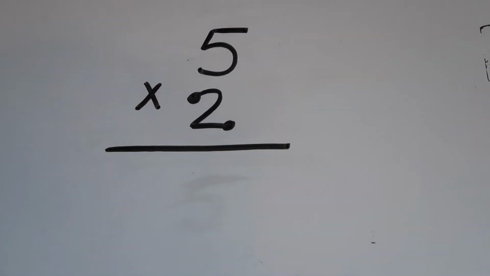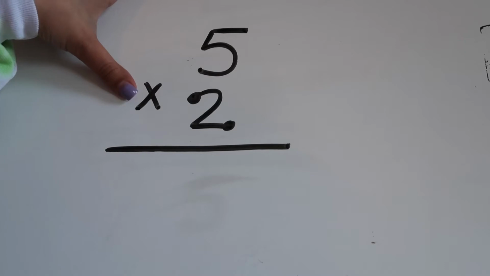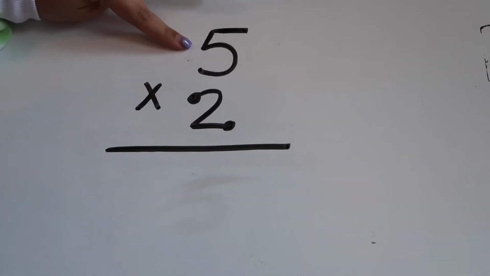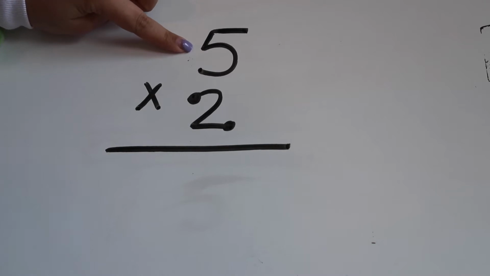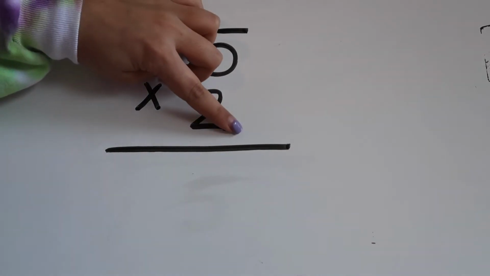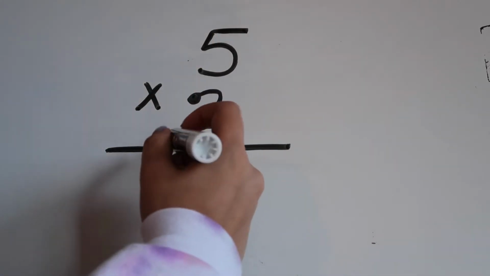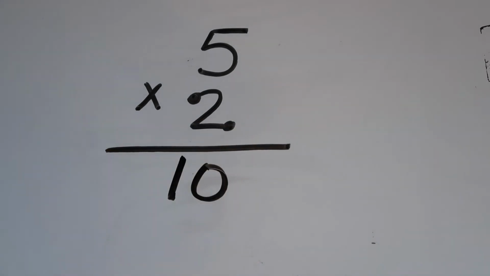So here is another example. I see my x, which means to skip count or multiply. I see that I am skip counting by 5, and I'm going to use my touch points again to count by fives to find my answer. So 5, 10. So 5 times 2 equals 10.